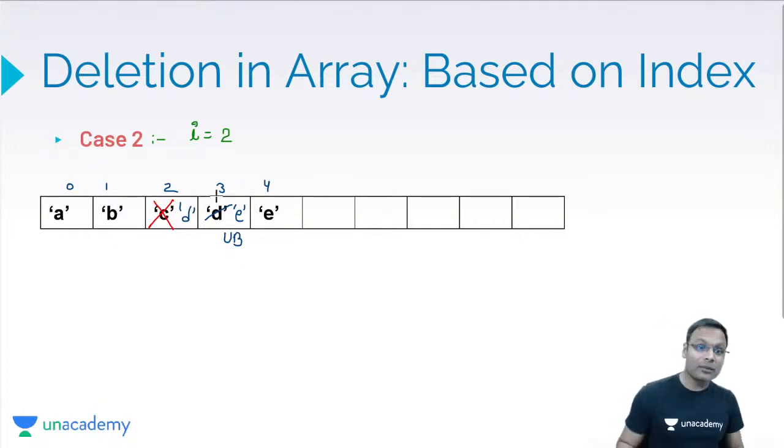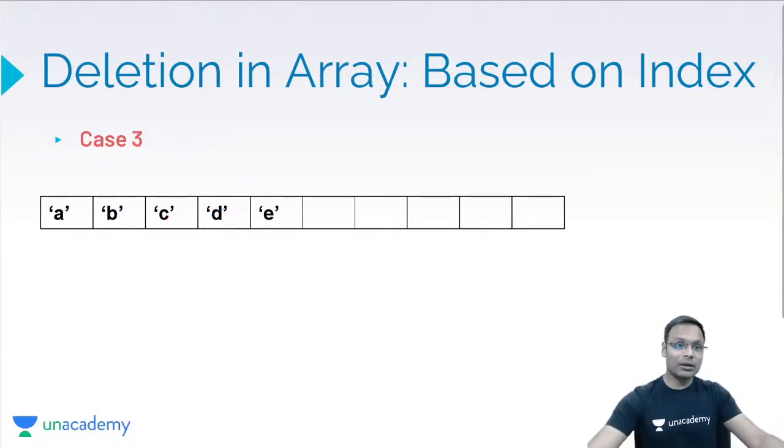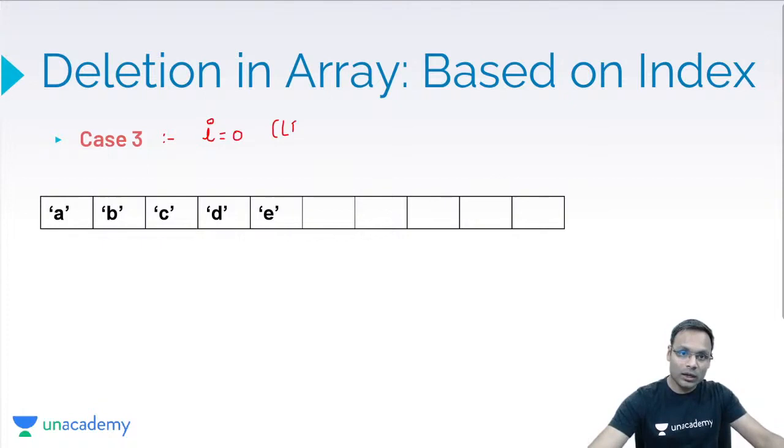Right? And suppose I am having case number 3, in that case, I is equal to 0, which is nothing but lower bound.